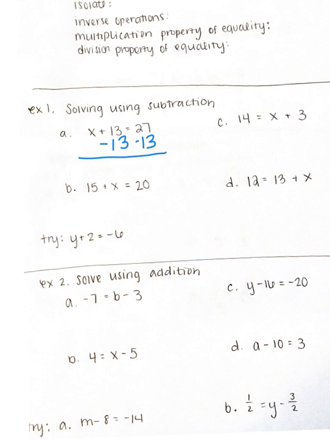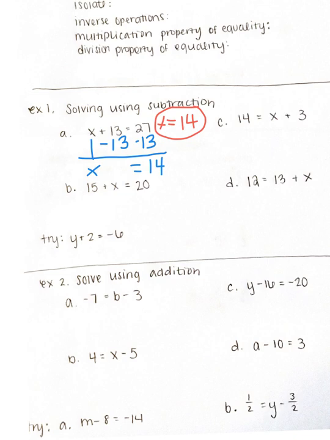So if I do that, this x is just going to go down, right? We didn't take anything away from that. Positive 13 minus 13 would be 0. And then I would have 27 minus 13, which would give me 14. So we would write x equals 14 as our final answer there.